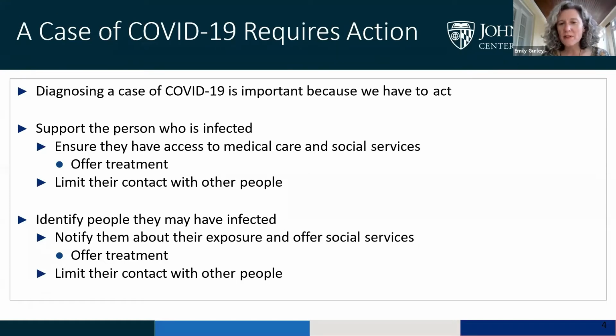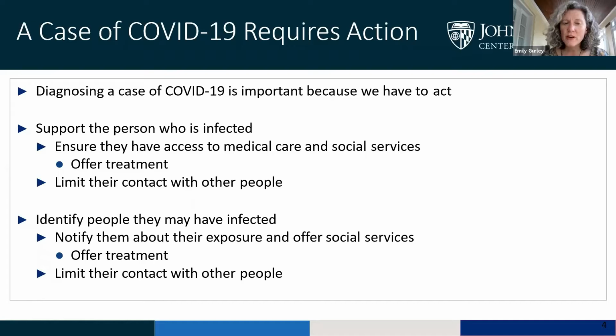There are a couple of things specific to COVID that are related to contact tracing. One is supporting the person who is infected, making sure they have access to medical care and social services, and one day, hopefully, also offering treatment. We don't have a lot yet to offer, but hopefully that will be coming soon, something accessible to everyone. And importantly, we want to take action to limit contact with other people, because we want to prevent infection. That's one of the best tools we have.